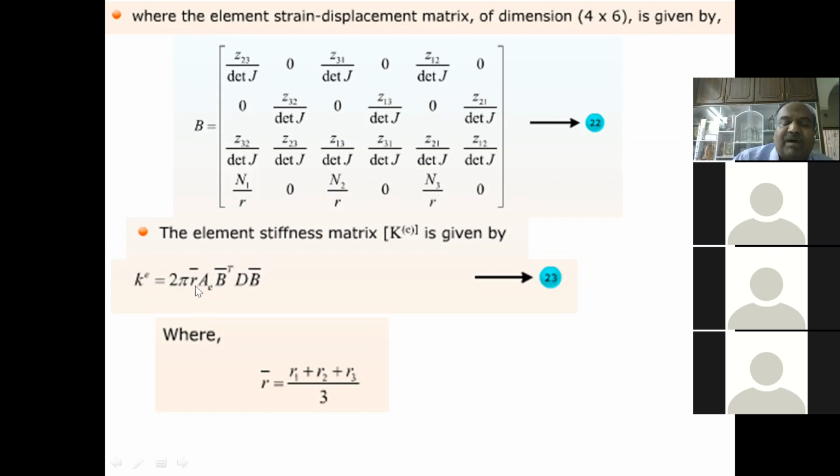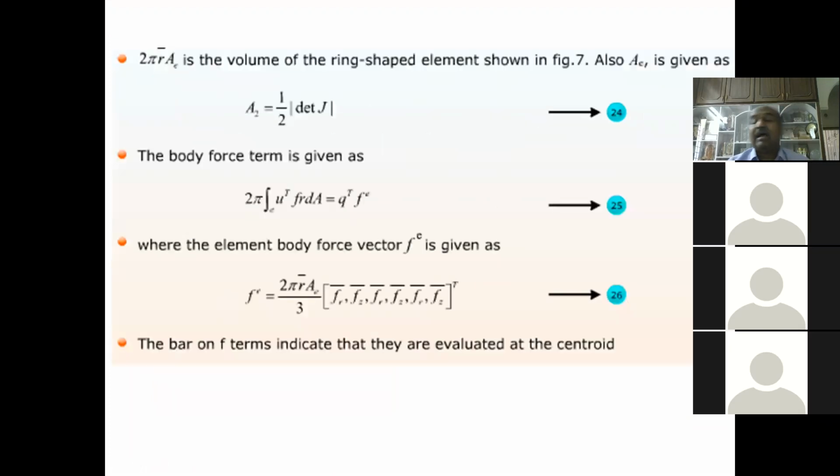The centroid radial coordinate r bar is (r1 plus r2 plus r3) by 3. Then your stiffness matrix: the area integral becomes A, then circumferential 0 to 2 pi is 2 pi. So 2 pi r bar A B bar transpose D B bar. This B bar is nothing but the B matrix evaluated at the centroid. So all these are constants, so the stiffness matrix you can find out. r bar is given by (r1 plus r2 plus r3) by 3. Otherwise, anywhere r, the r value should be given so that you can find the B matrix. Accordingly, you can substitute in your stiffness matrix and get it. Two times the area is the determinant of Jacobian. If you want the area, it is half of the determinant of Jacobian.